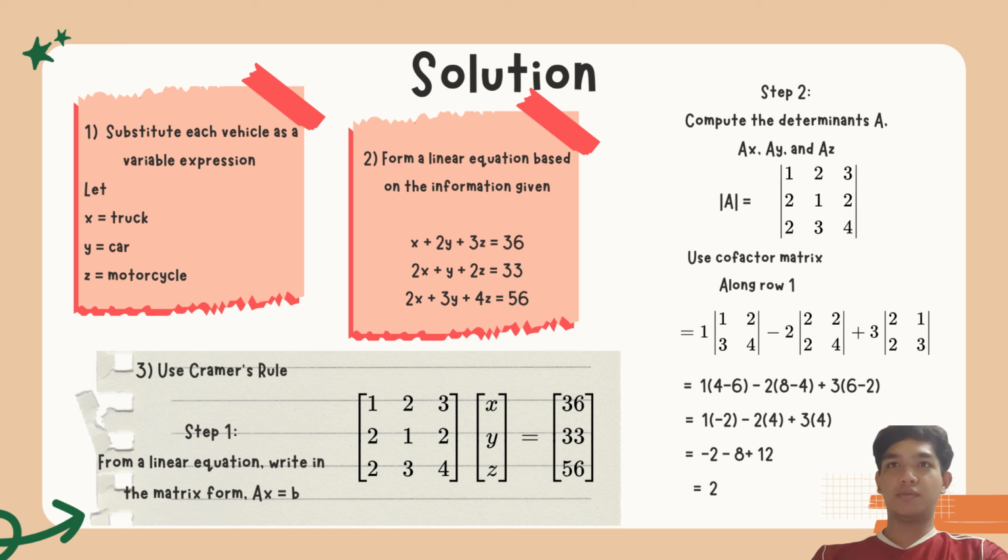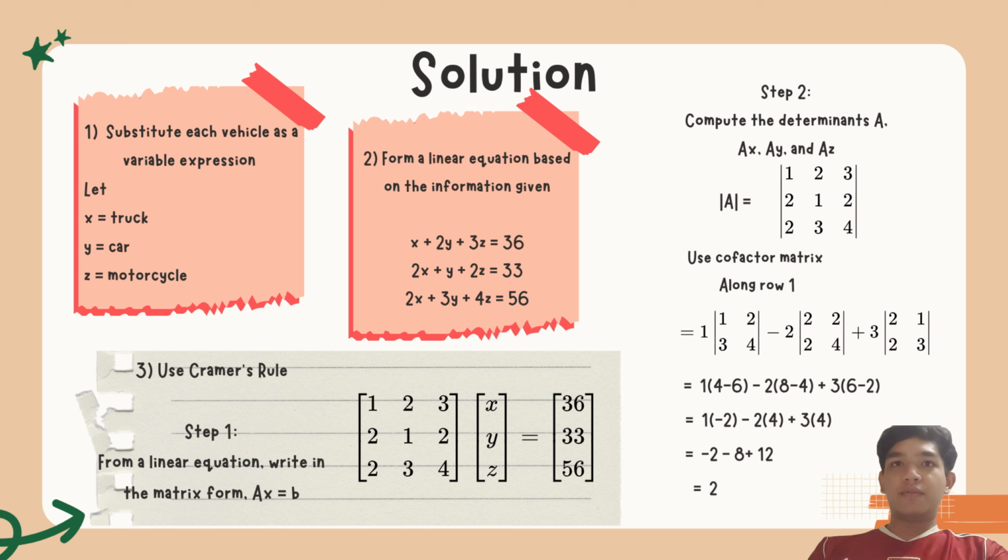Now, let's move on to the solution for this problem. Before that, we need to take out the important information in order to solve the problem given. From the problem statement, we get all the records from the 3 different delivery days, starting from record 1, which is 1 truck, 2 cars, and 3 motorcycles, which use about 36 gallons of fuel. For record 2, they have 2 trucks, 1 car, and 2 motorcycles, which use around 33 gallons of fuel.